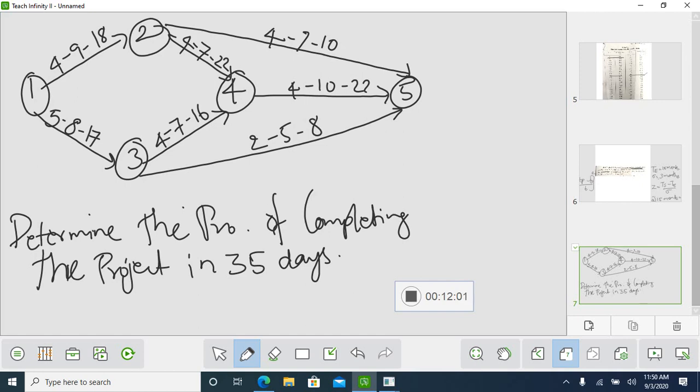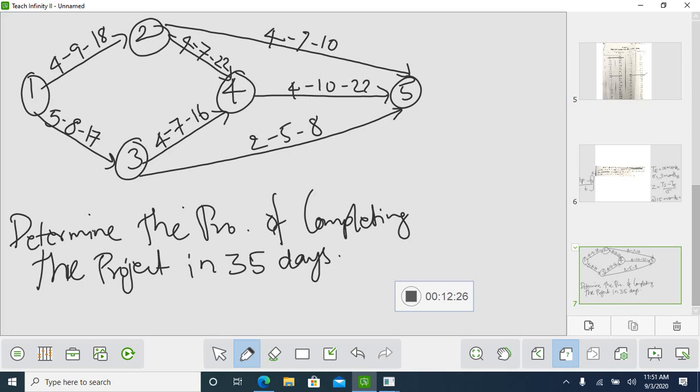So what you will do, how you will find whether the project is completing in 35 days or not. So what is the percentage of chance to complete a project? So this project can be completed in 35 days. You have 50% chance of completion. You have 60% chance of completion. You have 80% chance of completion. Like that, you have to find the probability of completion of this project.